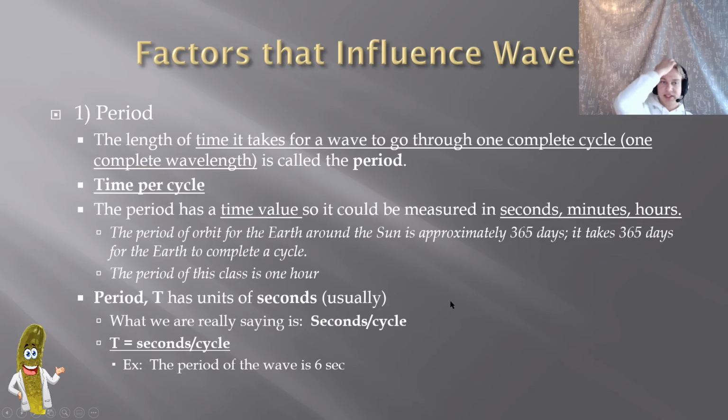Some more terminology that we get to deal with. The period is the length of time it takes for a wave to go through one complete cycle or one complete wavelength. So the time that it takes for one wavelength to finish is also known as the period, which is the amount of time. Time per cycle is the unit that we use. So the unit of this is time per cycle. The period has a time value, so it can be measured in seconds, minutes, hours.